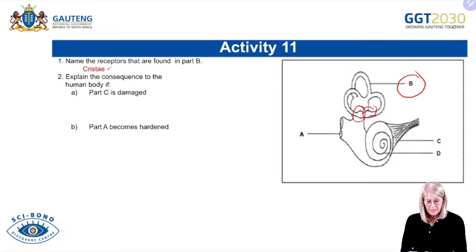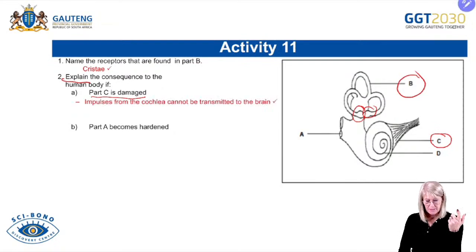Then they say the next question, explain the consequence to the human body if part C is damaged. So we now have to say what happens to the body if part C is damaged. The first thing is obviously impulses from the cochlea cannot be transmitted to the brain because the structure is damaged, which means that hearing cannot occur.